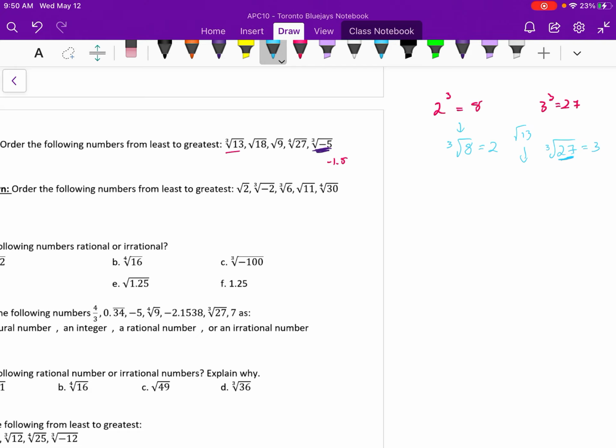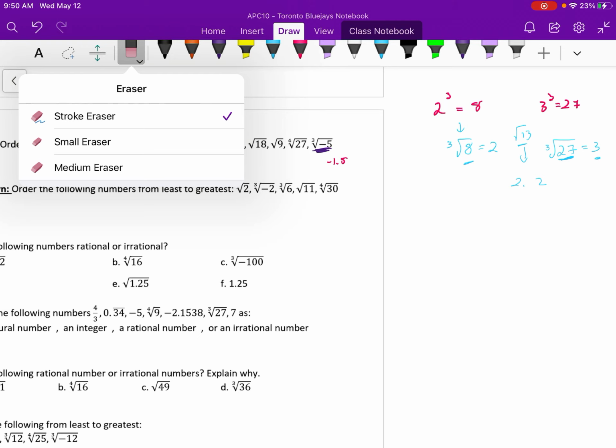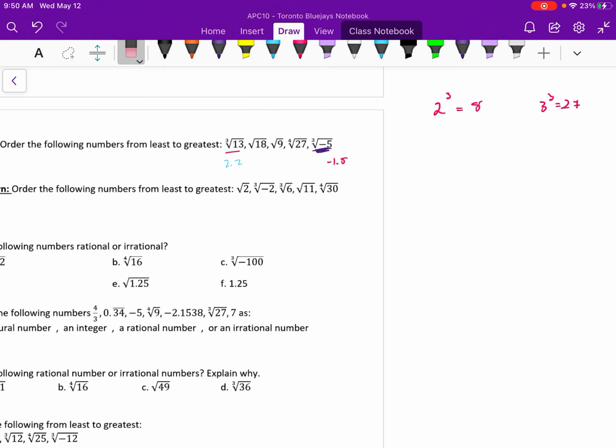Now, since 13 is closer to 8, I'm going to say that this number is going to be closer to 2 than it is to 3. So maybe I'm just going to say 2.2. Now, hopefully this works. Now, what am I doing? Maybe you're like, Mr. Moran, I see an easier way. Well, if I'm trying to benchmark the square root of 18, I know that the square root of 16 is 4, and the square root of 25 is 5. So I'm going to say maybe this is going to be 4.1, because 18 is closer to 16 than it is to 25. True enough.